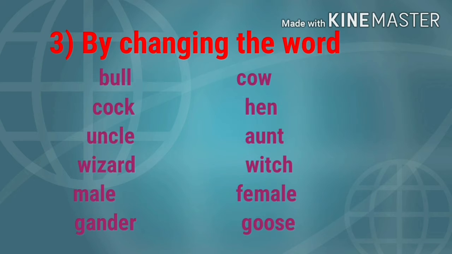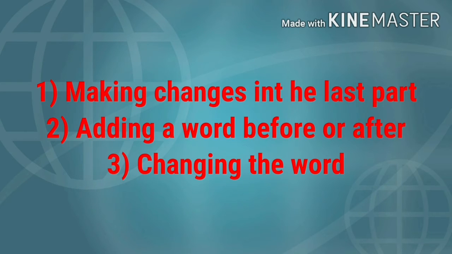Uncle, aunt. Wizard, witch. Male, female. Gander, goose. So we saw three methods to distinguish the feminine noun from the masculine noun. What are they? First one, by making changes in the last part of the word. Second one, by adding a word after or before. Third one, by changing the word.